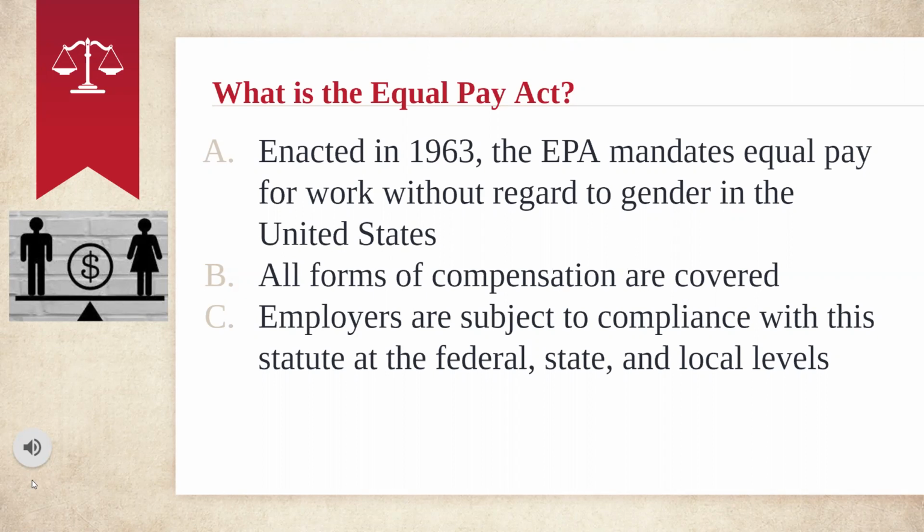So further, to look at the factors that we consider to determine equal work, you're looking at whether those individuals are required to have the same skill, effort, and responsibility, and then also work that is completed under similar working conditions. It's also important to note that all forms of compensation are covered under the EPA. So I'm not only talking about salary or hourly wages, we're also looking at overtime, bonuses, and holiday pay that comes in those different forms. And then lastly, I did want to note on the slide that employers are subject to compliance with this statute at the federal, state, and local levels. And we'll get a little bit more into that later in the presentation.